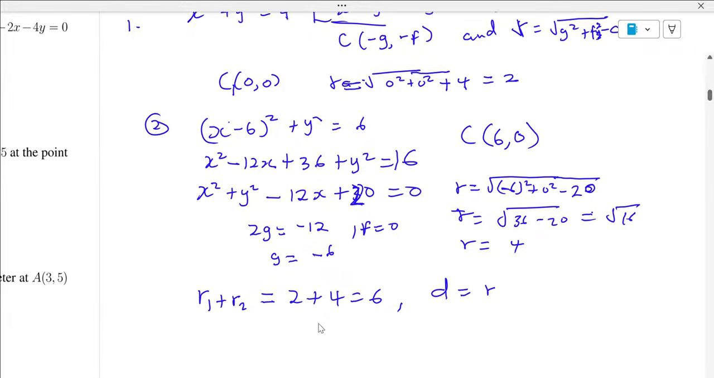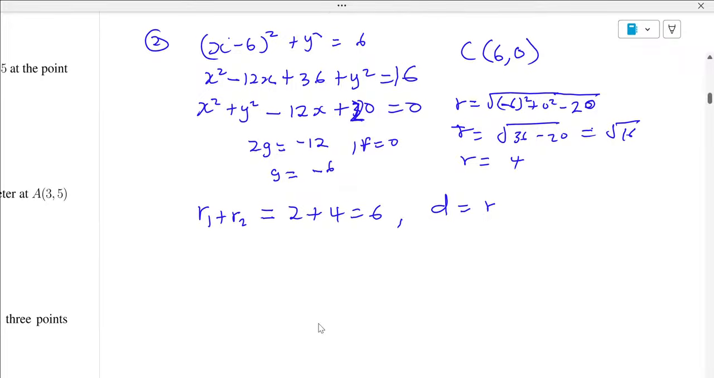So we are comparing the sum. So you compare the sum of the radii to the distance between the centers. That is what you are supposed to do. So you sum the radii. This is what you're having. So let's find the distance between the centers.